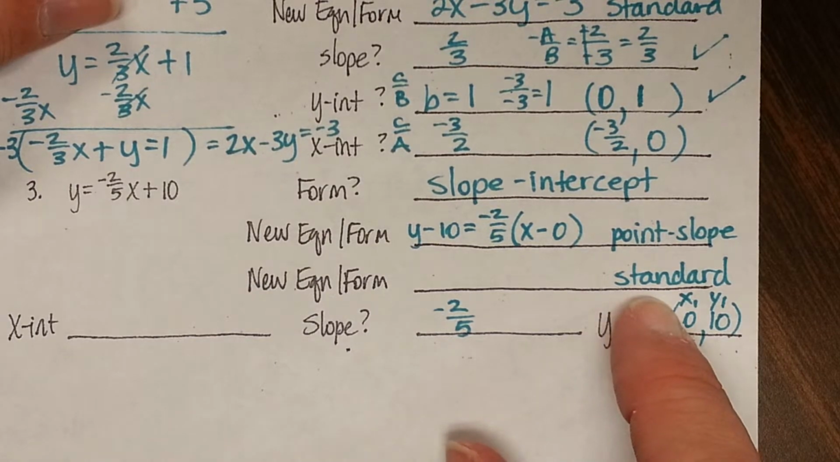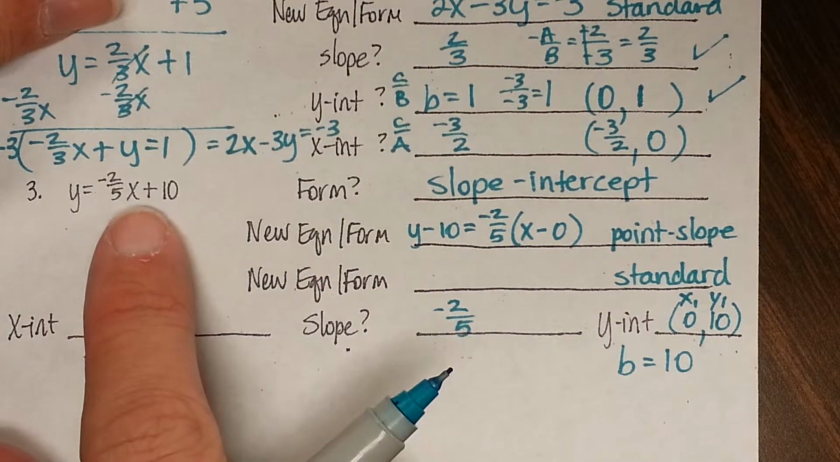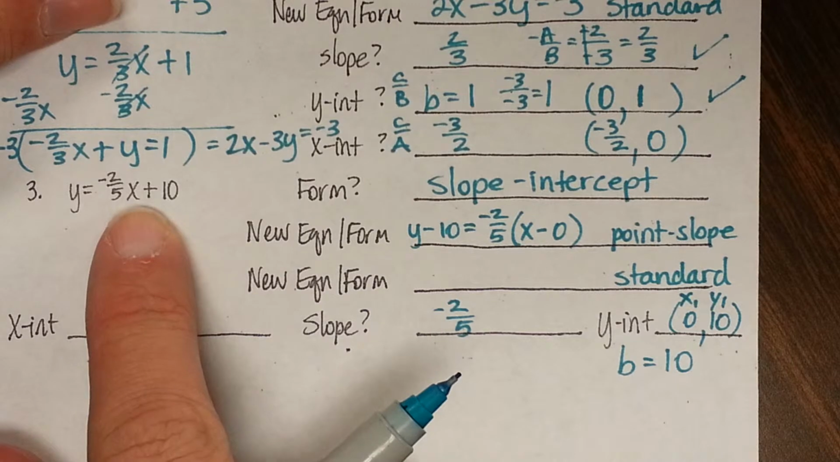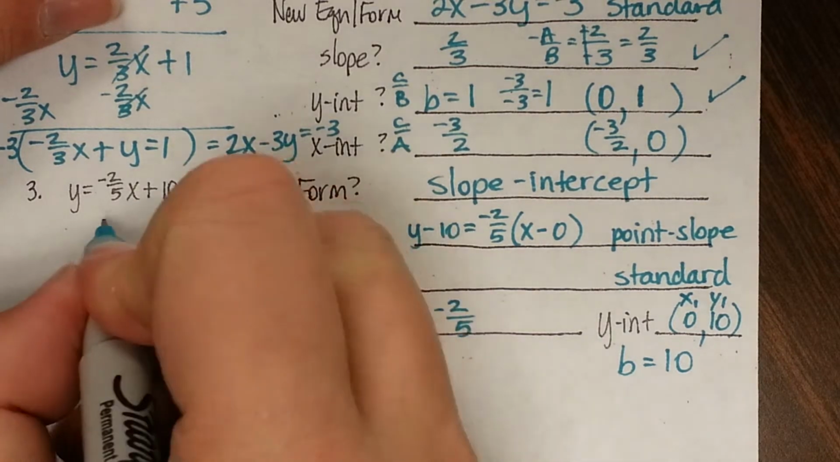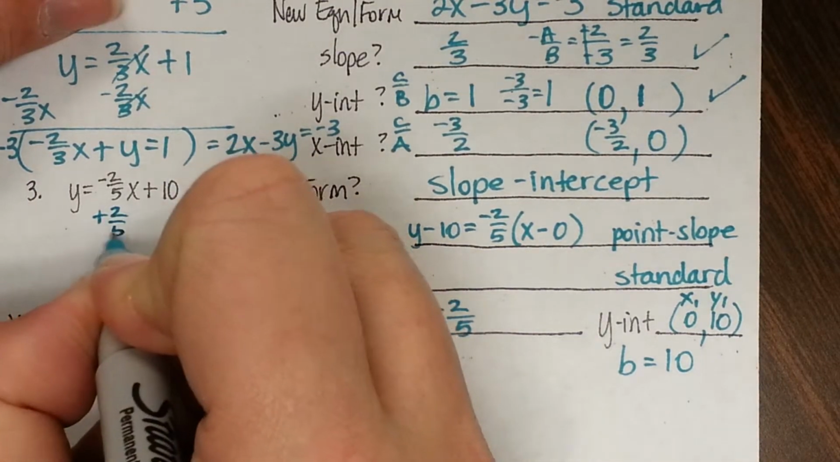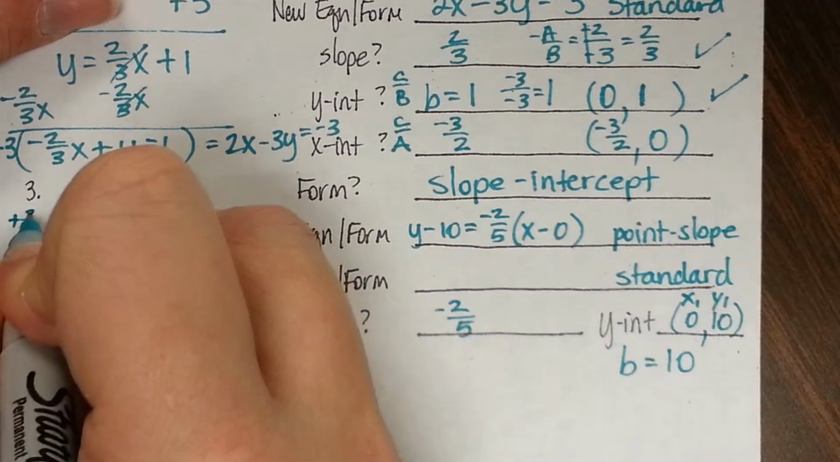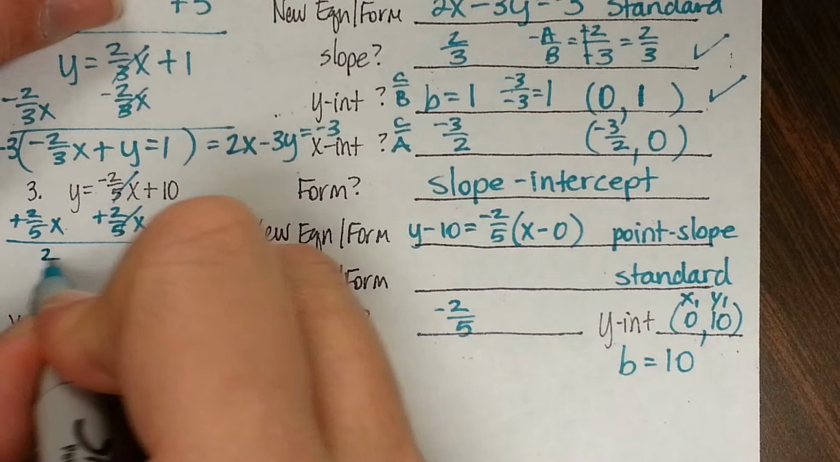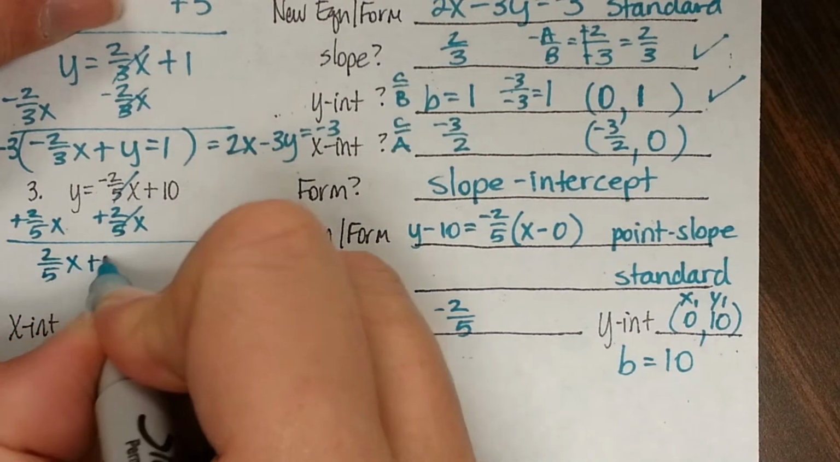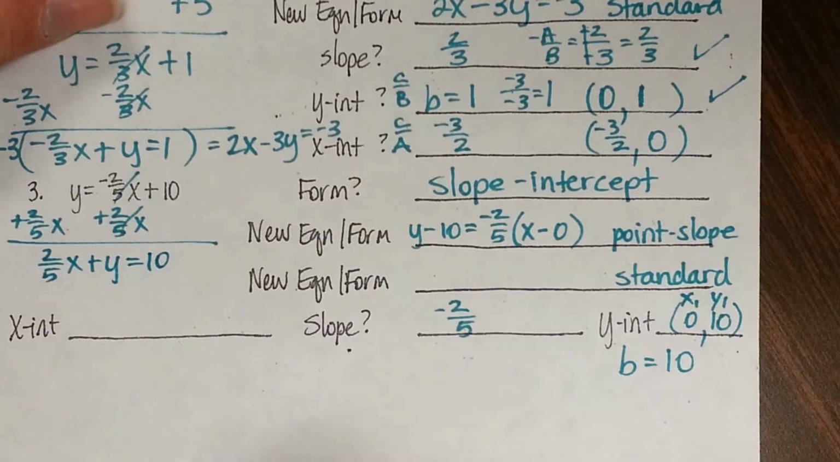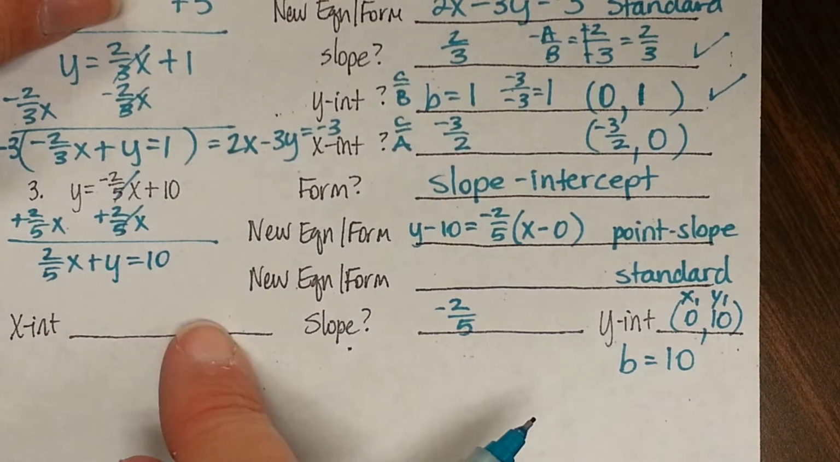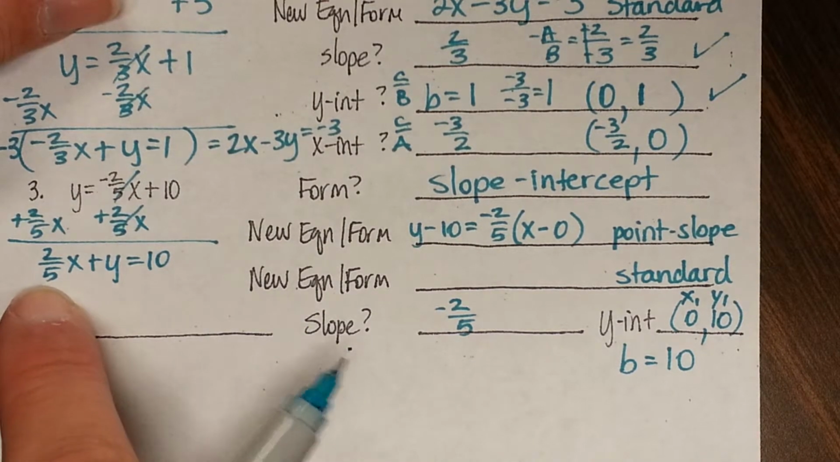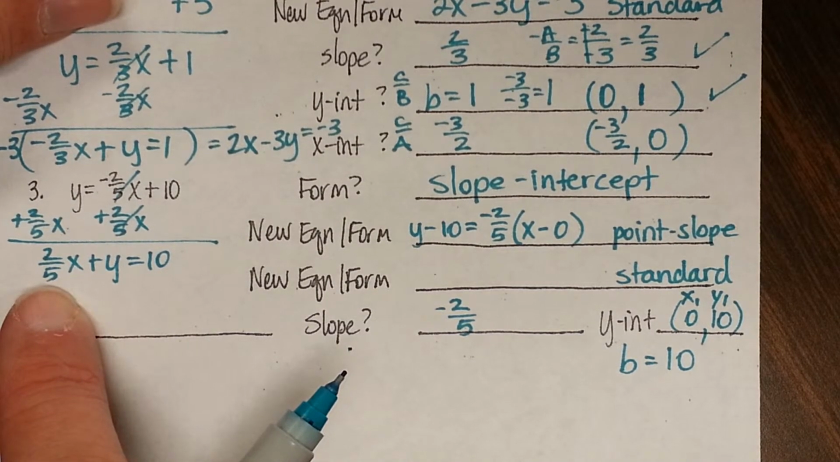I also need to make standard form. Generally, to make standard form, we just rearrange the slope-intercept equation. So what we're going to do is add 2/5 x to both sides. So we have 2/5 x plus y equals 10. And it's almost in standard form except for we have a fraction. Remember, we have to have positive or negative whole numbers.